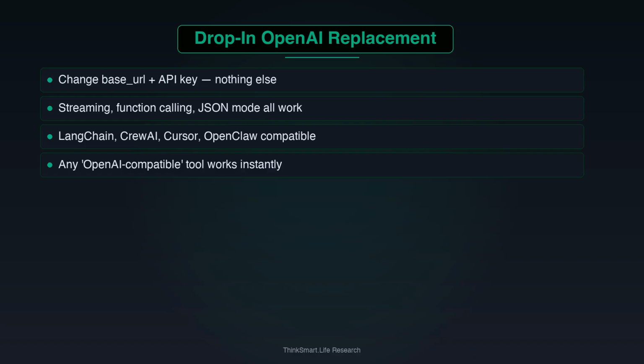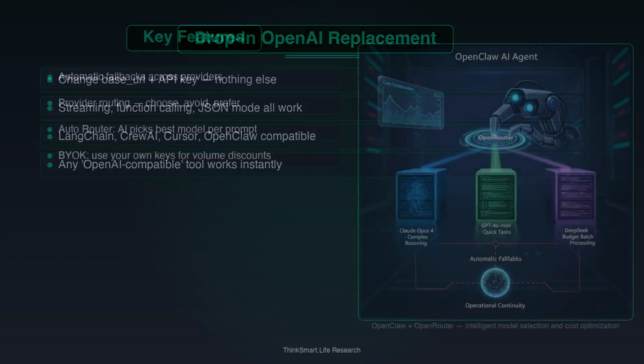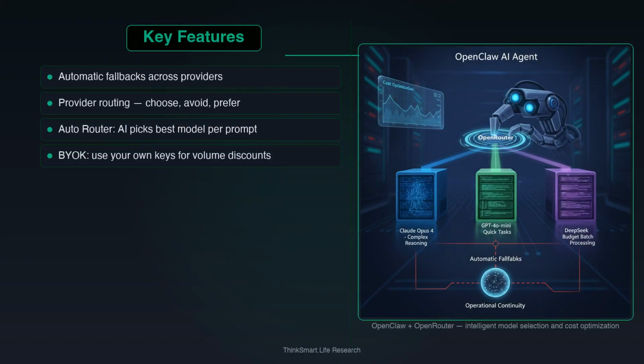OpenRouter's killer developer feature is full OpenAI SDK compatibility. Switching to OpenRouter is literally a two-line change. Set the base URL to https://openrouter.ai/api/v1 and replace your API key with your OpenRouter key. The same code now works for any model, Claude, Gemini, Llama, or anything else, with zero other changes. Streaming, function calling, JSON mode, and multimodal inputs all work exactly as you'd expect. Any tool that supports OpenAI-compatible endpoints, LangChain, LlamaIndex, CrewAI, Cursor, and OpenClaw, works with OpenRouter instantly.